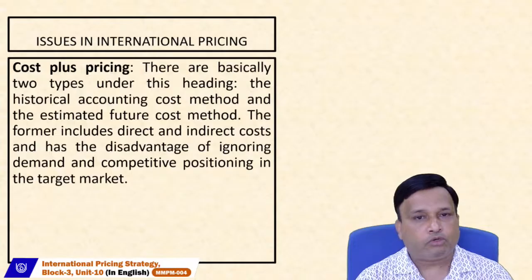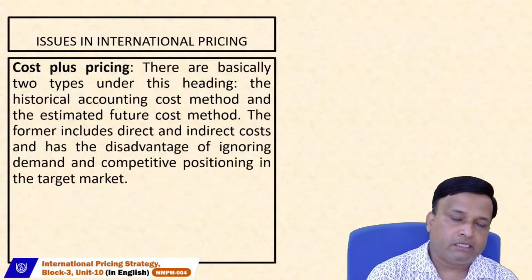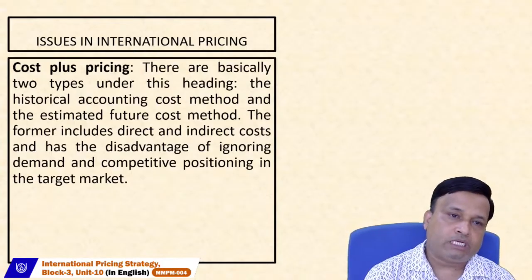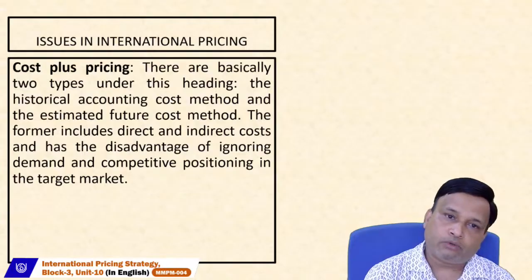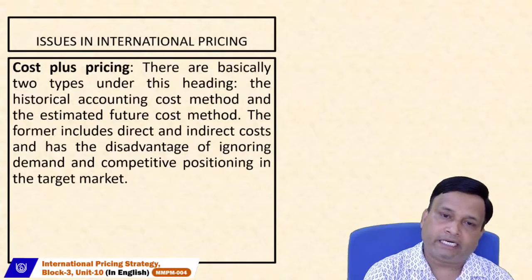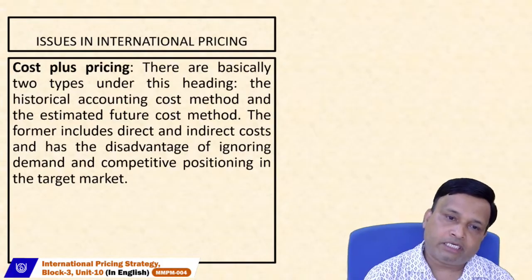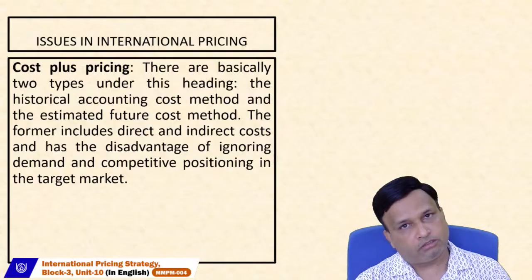Another point is cost-plus pricing. Under cost-plus pricing, there are basically two types: the historical accounting cost method and the estimated future cost method. The former includes direct and indirect cost, and has the disadvantage of ignoring demand and competitive positions.